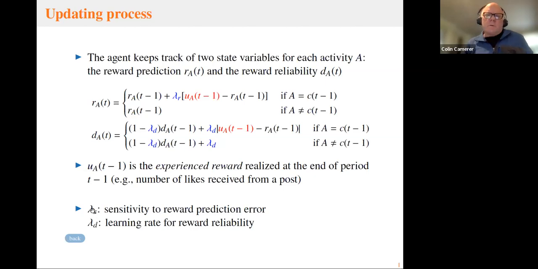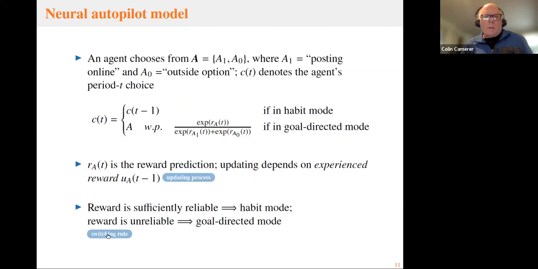The lambda R is the learning about the reward prediction. That's going to be low, unfortunately too low compared to a lot of other data sets. And then lambda D is the learning rate about this reward reliability, which is going to be higher. And so as I mentioned, when reward is sufficiently reliable, the D is below phi, you're in habit mode. When D is above phi, you're in goal-directed mode.